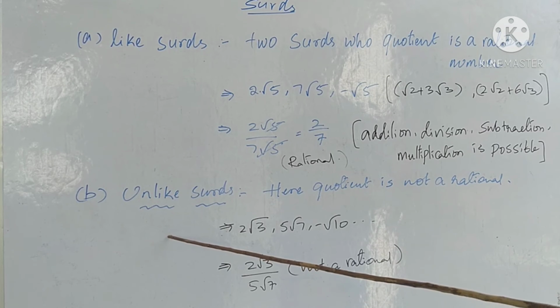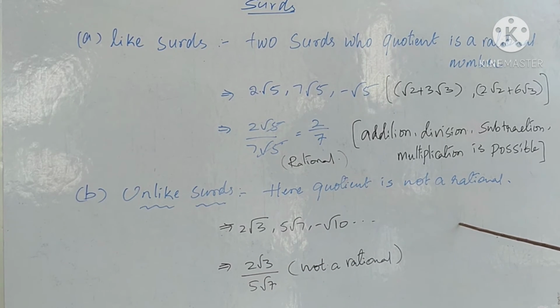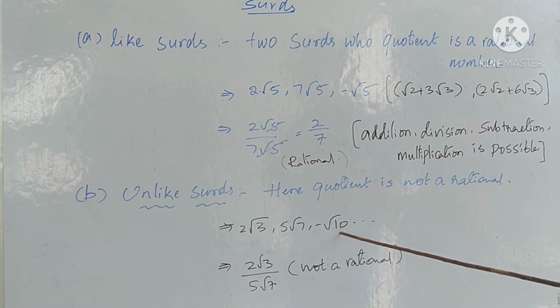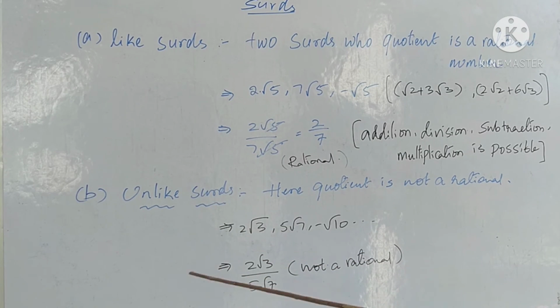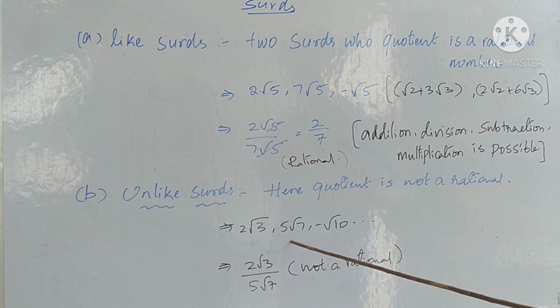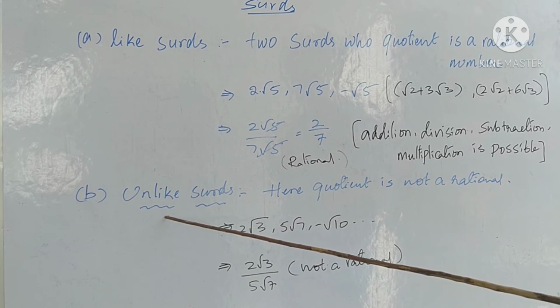Next one, unlike surds. Here the quotient is not a rational. So these, 2 root 3, 5 into root 7 minus root 10, are all unlike surds. Why? Because we have to check that the quotient is not a rational. Here 2 root 3 by 5 into root 7 is not a rational, meaning it is an irrational number. So in unlike surds, division, addition, subtraction and multiplication are not possible.